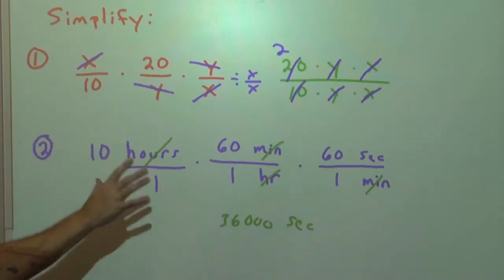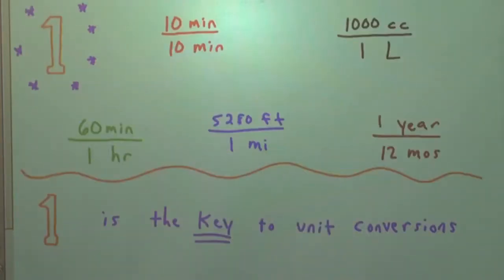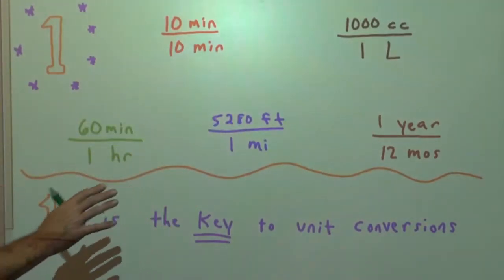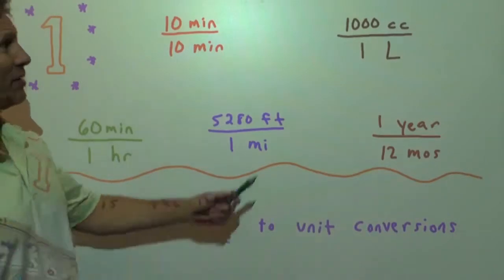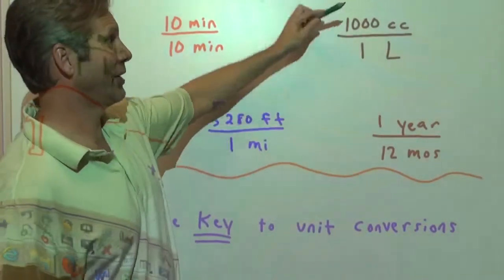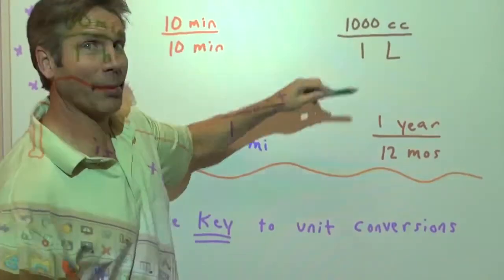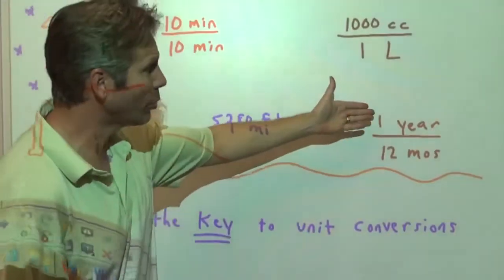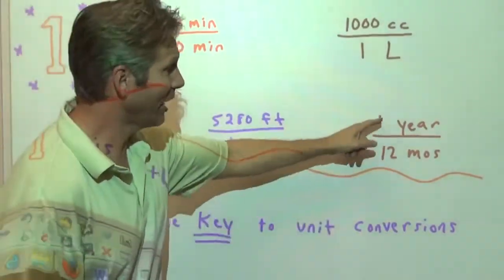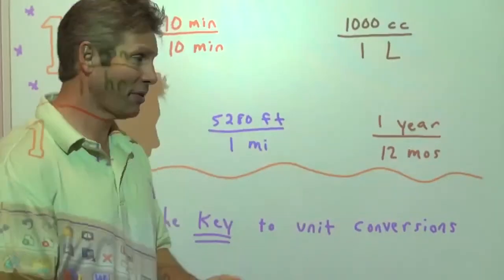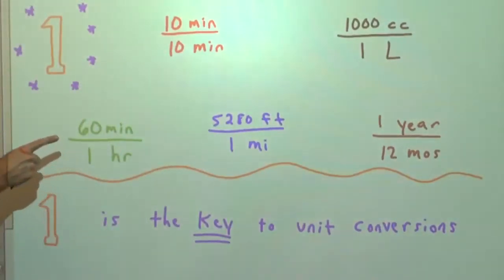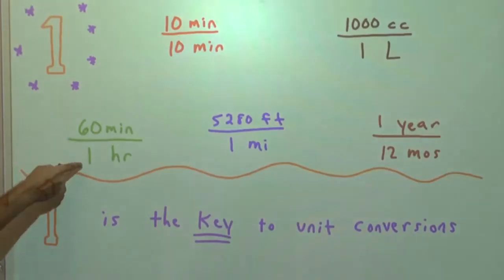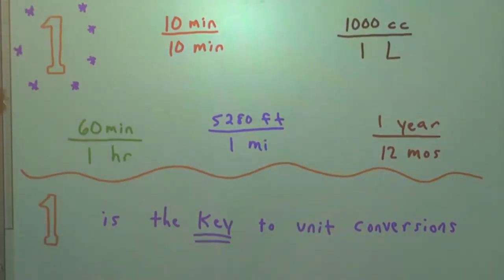The number 1 is huge in unit conversions. All right, the number 1, that's worth 1. All those things are worth 1 because 1,000 cc's is 1 liter. So it's the same amount divided by the same amount. That's worth 1. 1 year is 12 months. They're equivalent things. The numerator is equivalent to the denominator. So that divided by that is really 1 if you think about it. This is worth 1 because 60 minutes is equivalent to 1 hour. So 1 is the key to unit conversions from 2 perspectives.